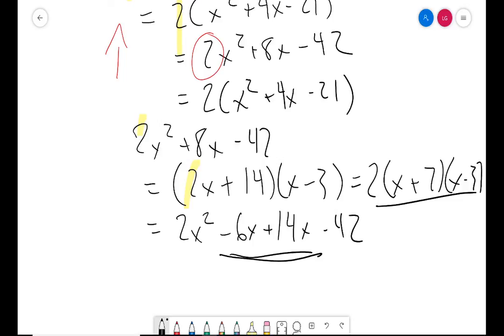So factoring is a big idea. We'll probably do it all through next week and even into the following week as we're tying it into different ideas like factoring cubics or simplifying rational functions.